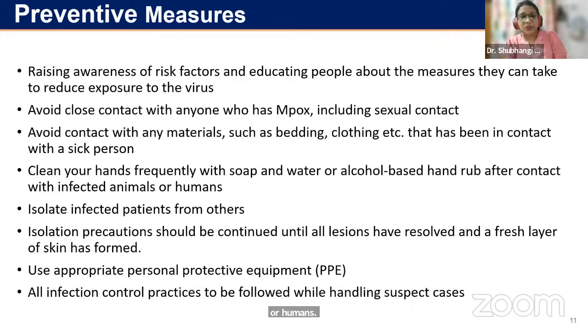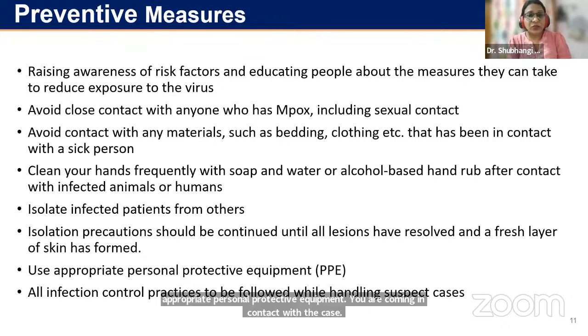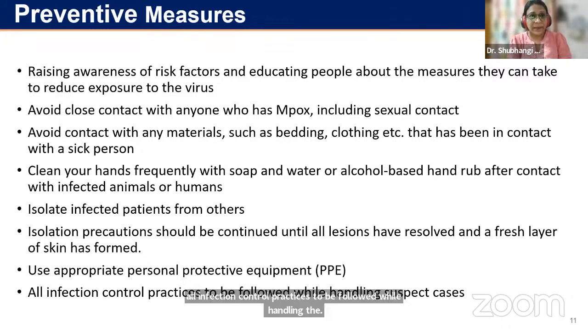Dr. Manish has already talked about isolation strategies. Isolation precautions should be continued until all the lesions have resolved and a fresh layer of skin has formed. Use appropriate personal protective equipment whenever you are coming in contact with the case, and all infection control practices are to be followed while handling the cases of Mpox. Next, please.